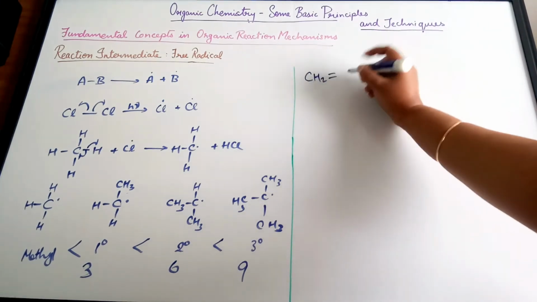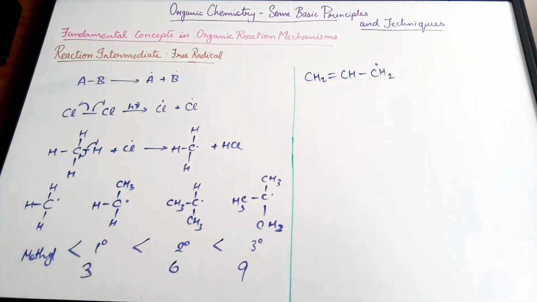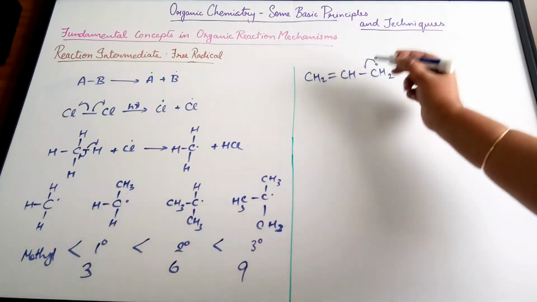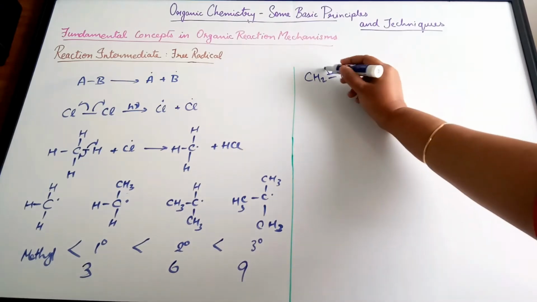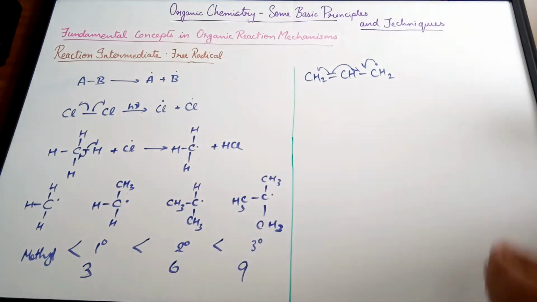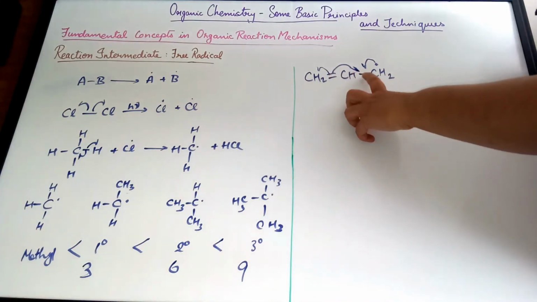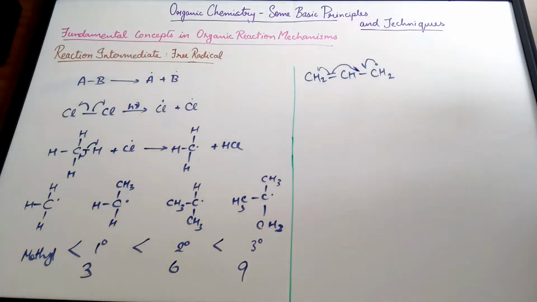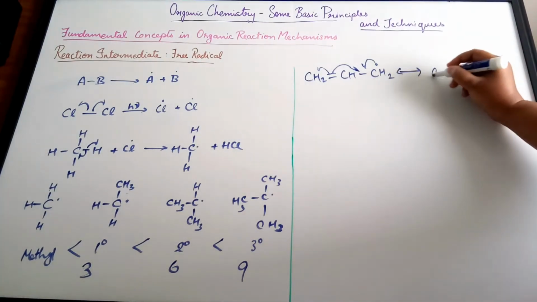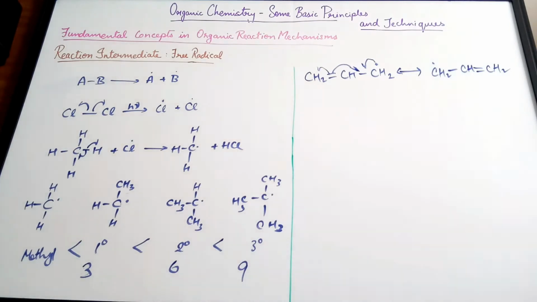So CH2 double bond, CH single bond, so 1, 2, 3, 4, CH2, which is a free radical. Now what happens is this particular electron is going to shift here, right? And in this bond, one of the electrons is going to shift here, whereas the other electron is going to shift to this carbon. So here in this double bond, one of the electrons is shifting to this side. This electron and the bond's one electron is going to form a double bond, leaving a CH2 free radical on the left hand side. So this is the resonance structure.